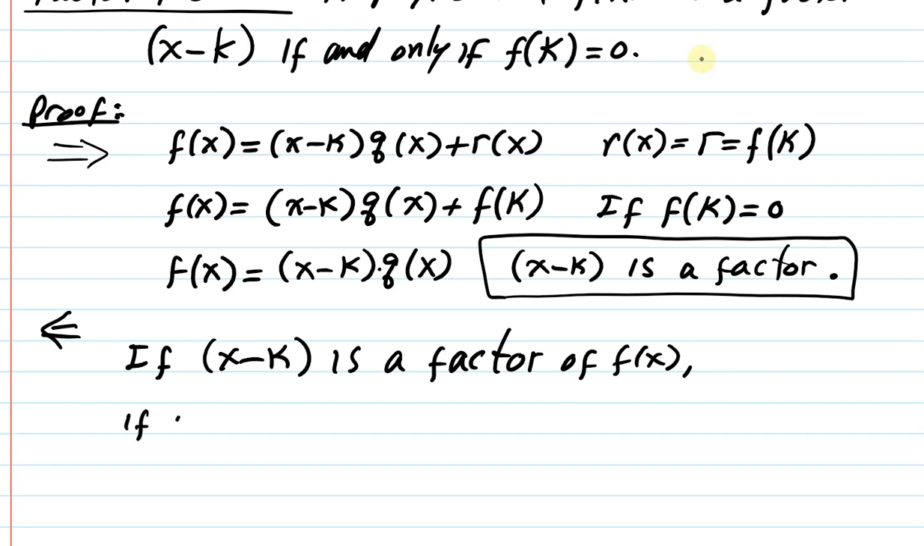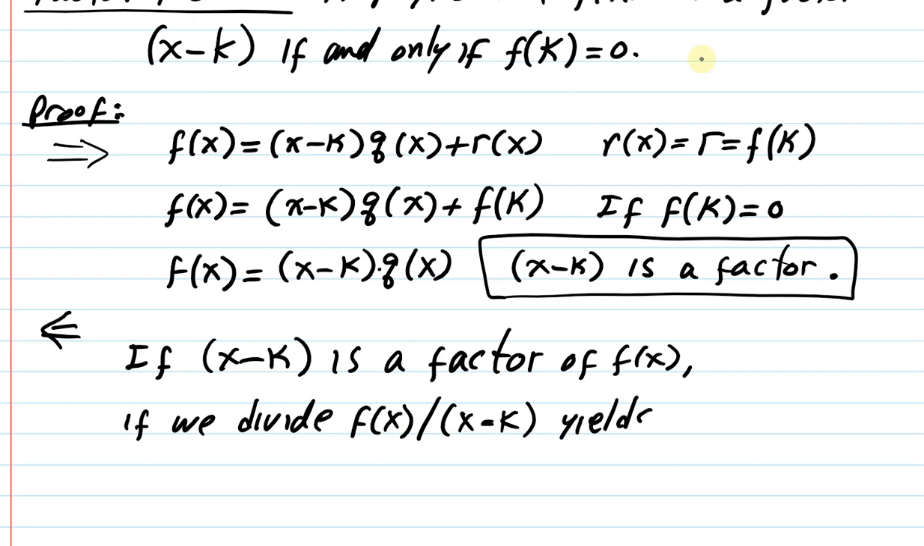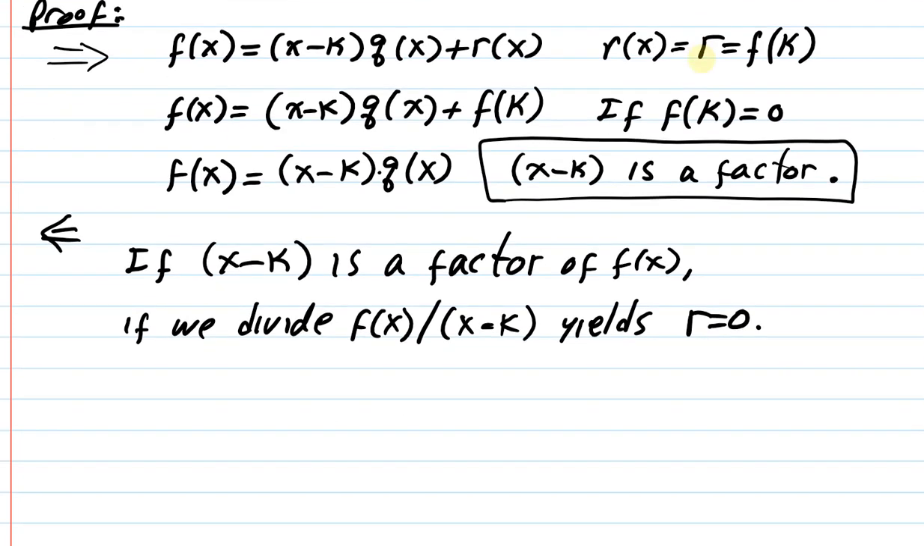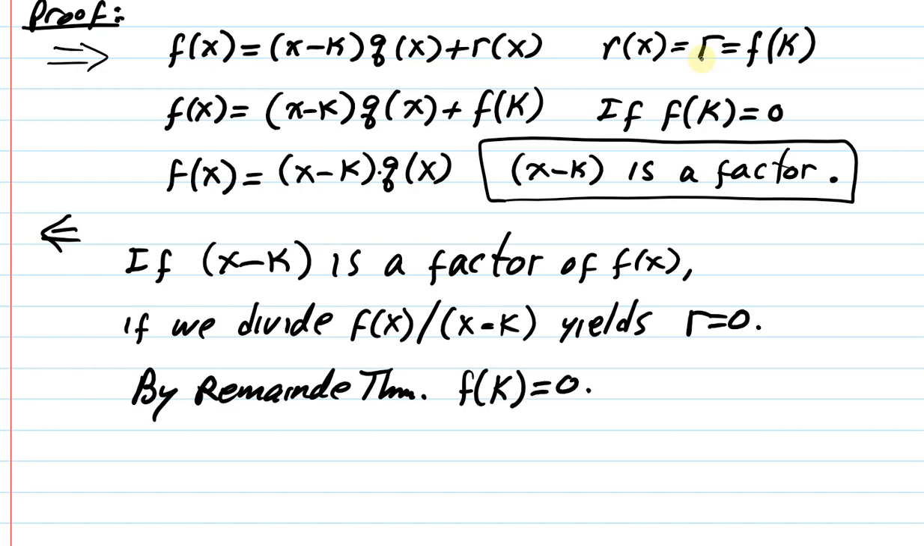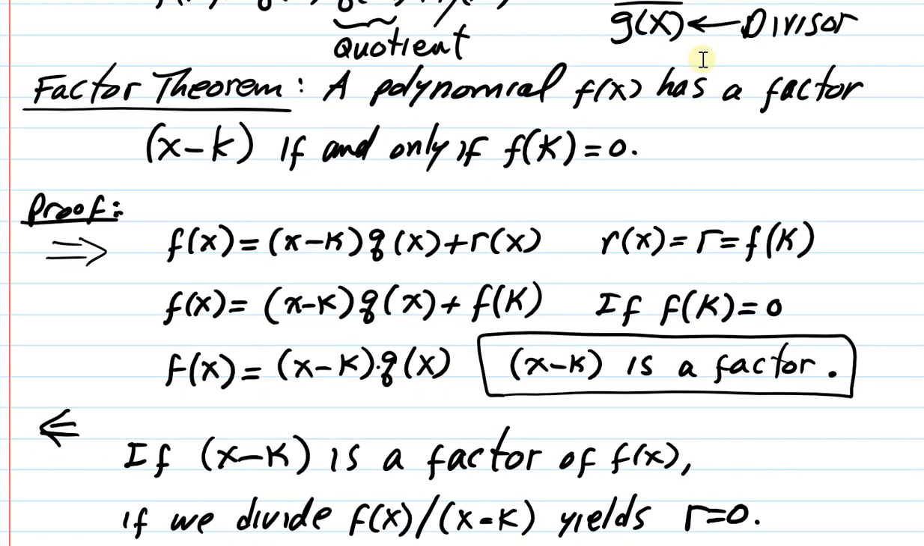If we divide f of x by x minus k, what is that division going to yield? It's going to yield a remainder of 0. True? A remainder of 0. And so by the remainder theorem, we can say that f at k is 0. And there you have it.